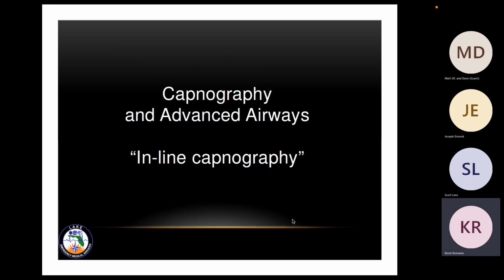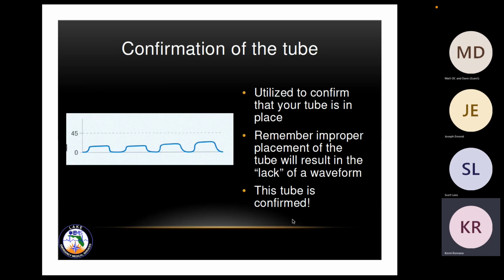All right, so capnography in advanced airways, inline. This is some more stuff we need to pay attention to as well. Confirmation of the tube. Utilize it to confirm that your tube is in place. Remember that improper placement of the tube will result in a lack of waveform. This tube is confirmed, right? We're starting to see the waveform here as they're ventilating, even if they're not conscious, not breathing, right? You're starting to see our waveform go up and up with normal plateaus. This means that we are in, okay? This is confirmed placement.